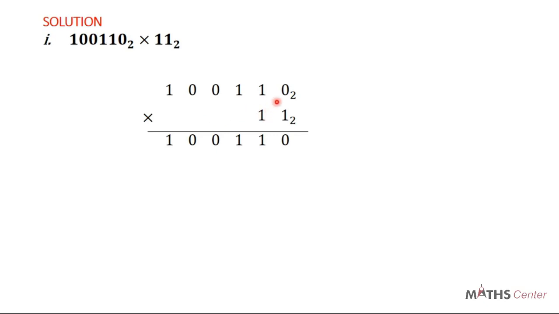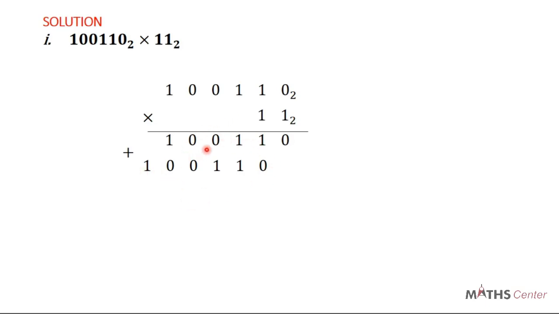Then we multiply with this second digit. So 1 times 0 will give us 0. 1 times 1 will be 1. 1 times 1 again will be 1. 1 times 0 will be 0. 1 times 0 is 0. Then 1 times 1 will give us 1. So we are done with the multiplication.